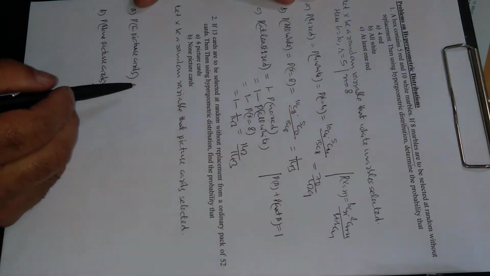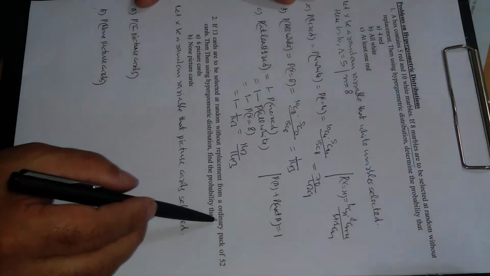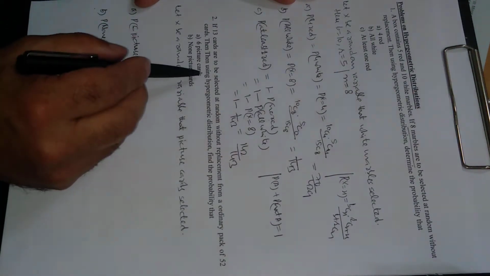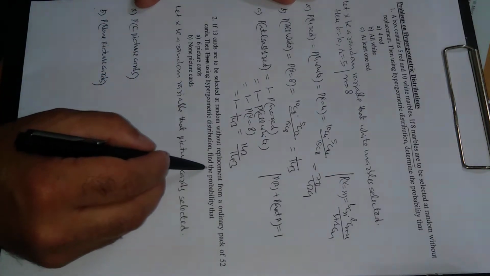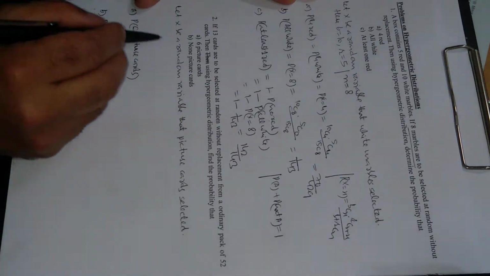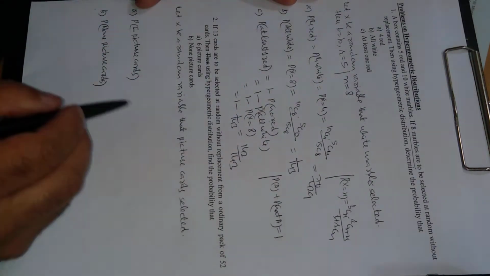Now come to the second question. If 13 cards are to be selected at random without replacement from an ordinary pack of 52 cards, then using hypergeometric distribution, find the probability that 6 are picture cards and no picture cards. First of all, let x be a random variable that counts picture cards selected.